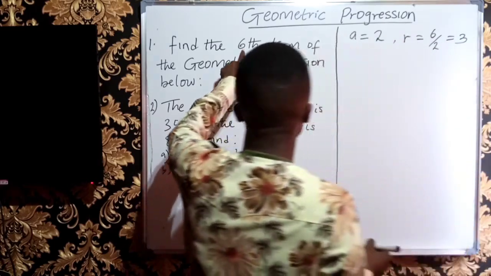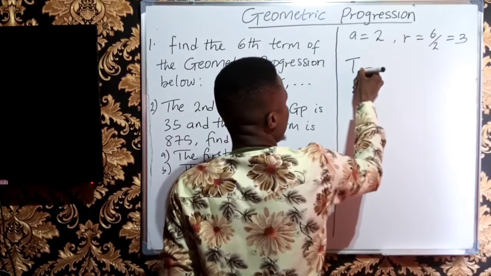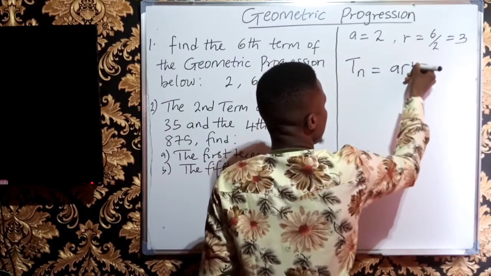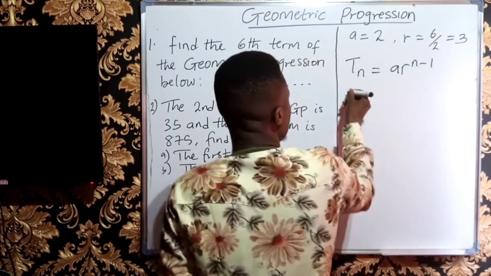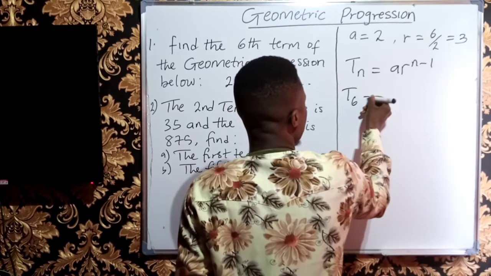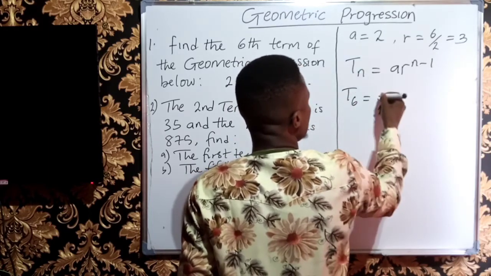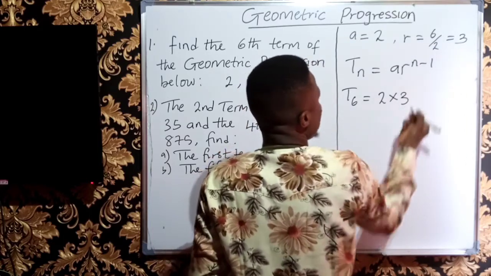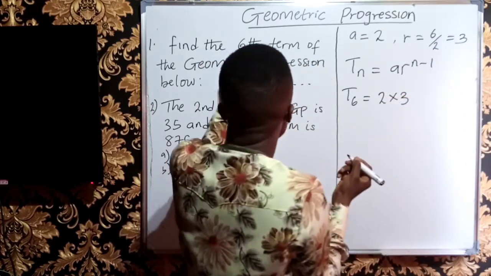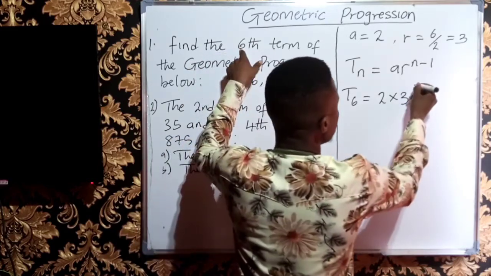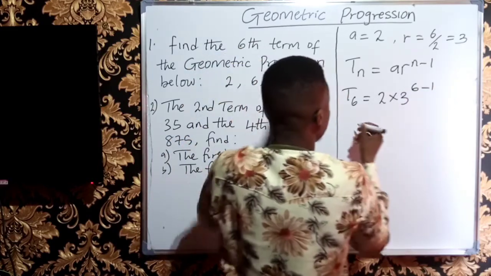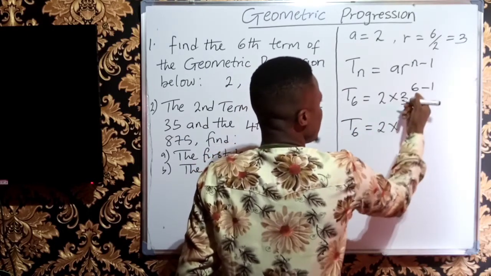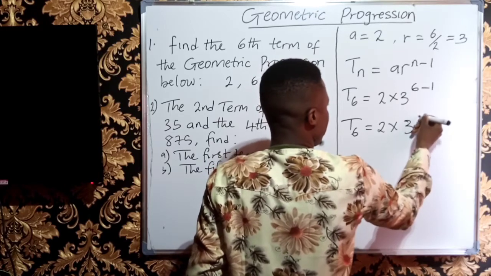Now I'm looking for the 6th term, and you know that the nth term, which is the general term of any given geometric progression, is given by ar^(n-1). So T6, which is now the sixth term, will be A, which is 2, times R, which is 3, to the power of n. N is the term number, so my n will now be 6. So I'll put 6 here in place of n, then minus 1. So T6 will be 2 times 3 to the power of 6 minus 1, which gives us 5.